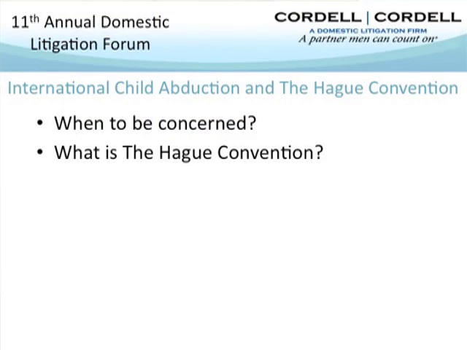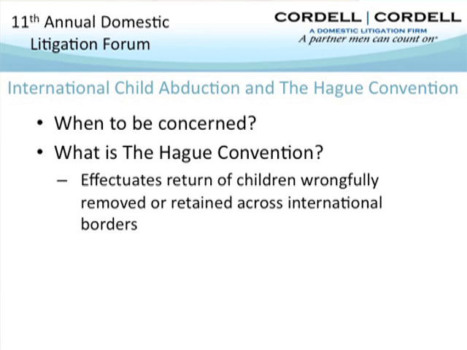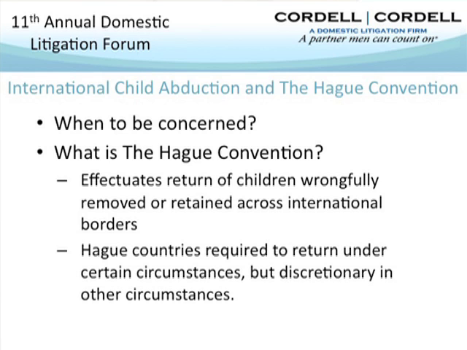So what is the Hague Convention? It effectuates the return of children wrongfully removed or retained across international borders. Hague countries are required to return under certain circumstances, but it's discretionary in others. So just because somebody's a Hague Convention member and your opposing party took off with a kid to that country does not necessarily mean that return is going to be mandatory. That's why this stuff is complicated. And even under the Hague Convention, sometimes it's difficult to get kids back.